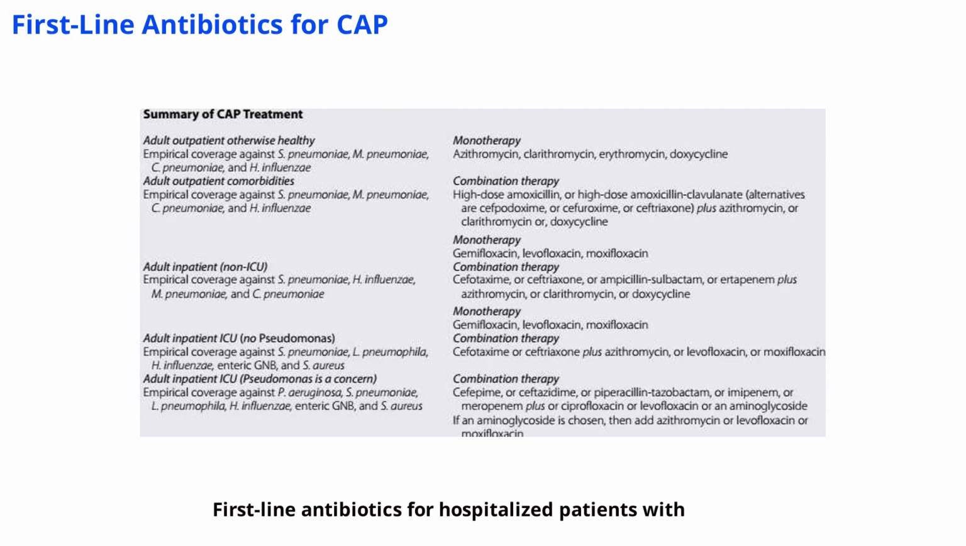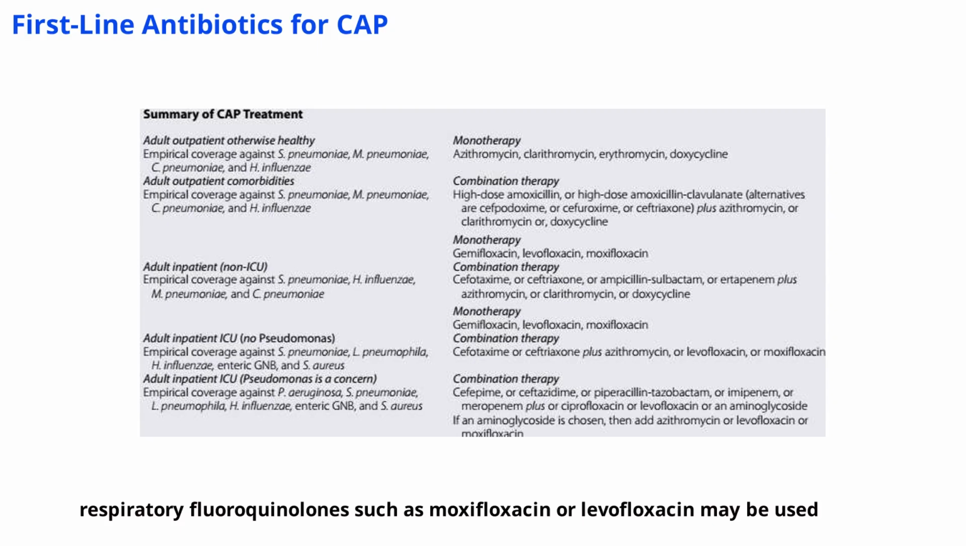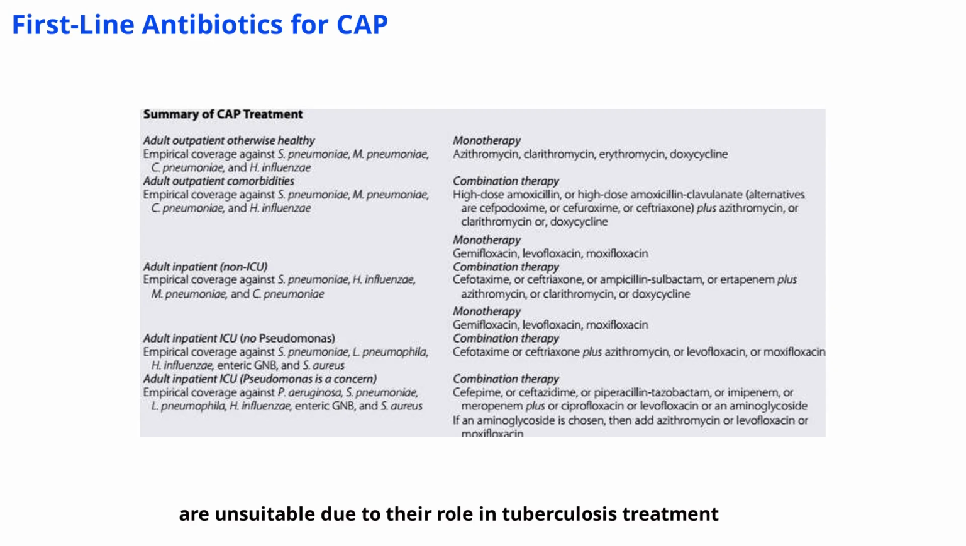First-line antibiotics for hospitalized patients with severe CAP include ceftriaxone or benzylpenicillin, often combined with a macrolide like azithromycin or clarithromycin. In cases of beta-lactam allergy, respiratory fluoroquinolones such as moxifloxacin or levofloxacin may be used, but these are reserved for situations where other options are unsuitable due to their role in tuberculosis treatment.